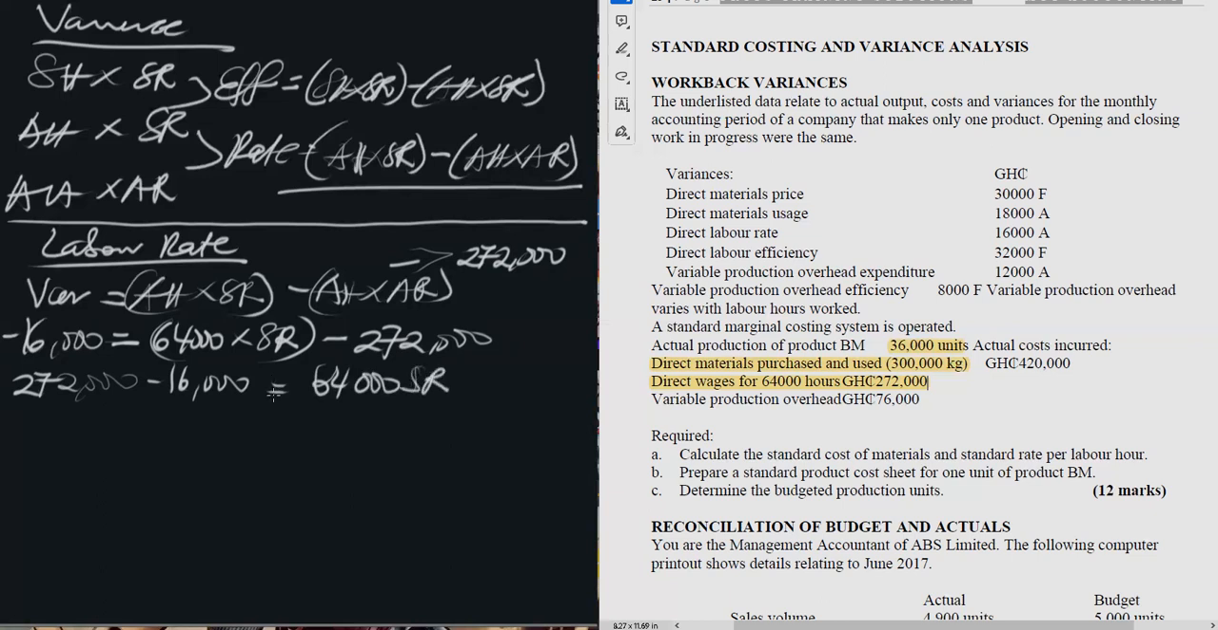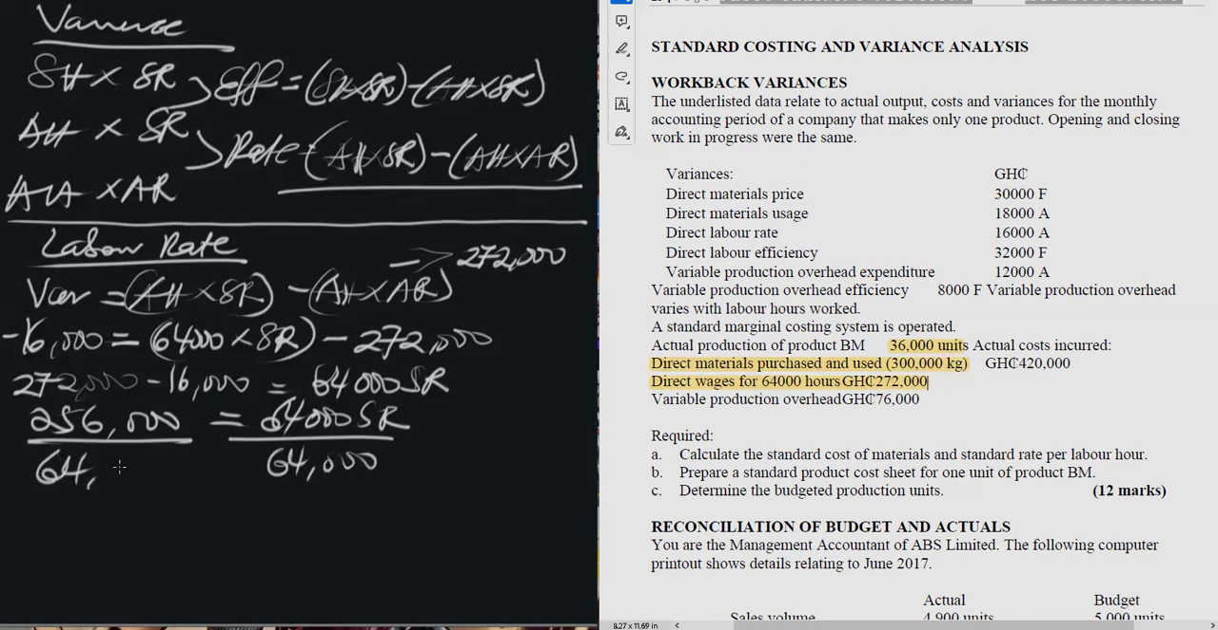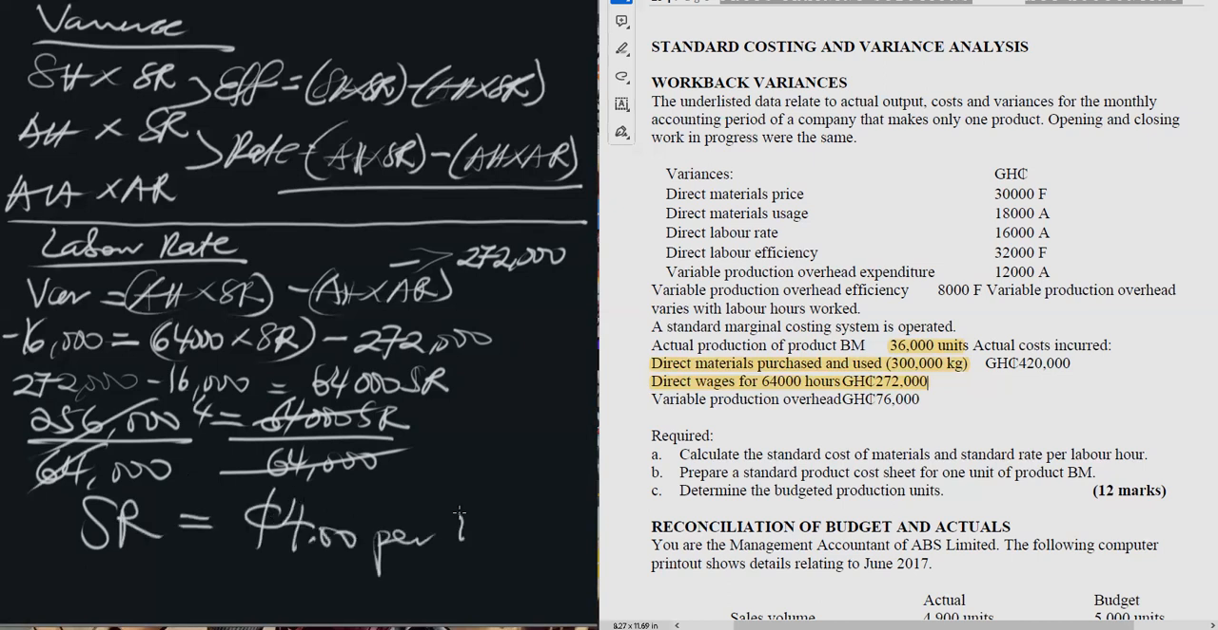So we want to get the standard rate. So we do 272,000 minus 16,000. That gives us 256,000. 256,000 gives us 64,000 standard rate. So we divide by 64,000 both sides. And then you end up with what? 256 divided by the 64,000. That means you get standard rate for labor. It's 4 cedis. That means standard rate for labor is actually 4 cedis per hour, right? We've got the standard rate. That's as easy as it goes.